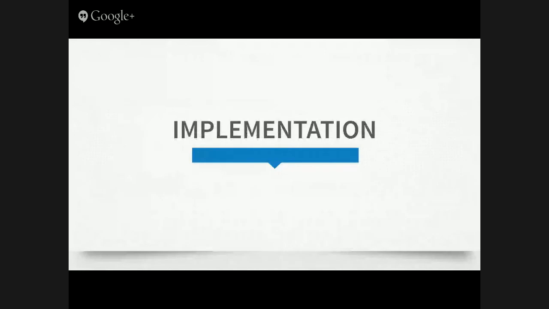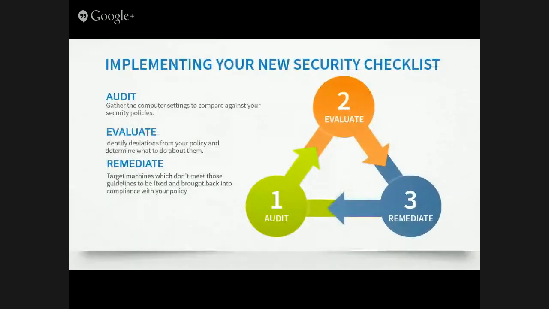So let's talk a little bit about implementation. How do you go about implementing a security checklist in your environment? For this, there's three basic steps. The first one is you want to audit the machines. You want to gather up the information on each of the computers to compare against your security policies. In this case, if we just have a very simple checklist, we're going to go to each of the machines, audit them, and take a look at those items. We can just throw it in an Excel spreadsheet and compare it to what the security checklist says that we're supposed to be doing.